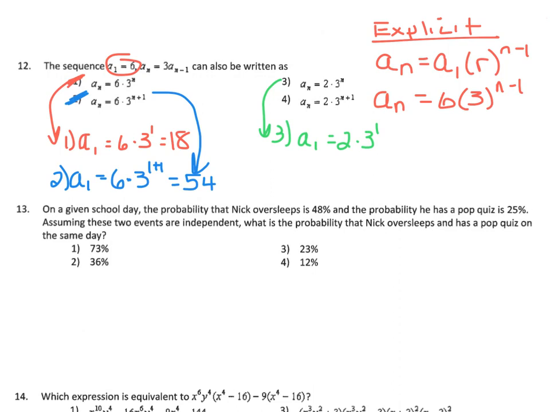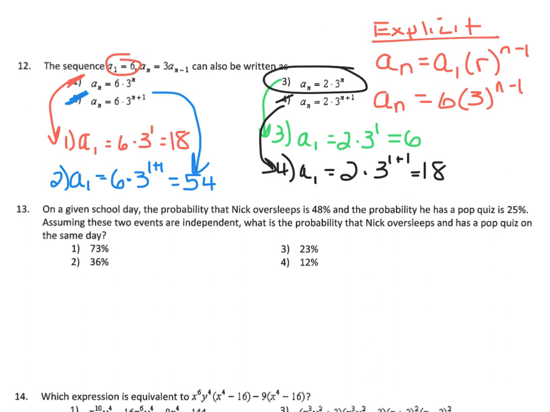When we replace the n's with 1's in choice 3, we wind up with a sub 1 equals 2 times 3 to the first, which is equal to 6. So this is most likely our answer, but don't rule out choice 4. You've got to try out all of them, because if more than one of them gives you 6, then we'll have to figure out what the second term is and see which one makes sense with the sequence. Choice 4: when we substitute the n's with 1's, we get 2 times 3 to the second power. So 3 squared is 9, and 2 times 9 is 18. So choice 4 doesn't work, and it looks like choice 3 is our answer.